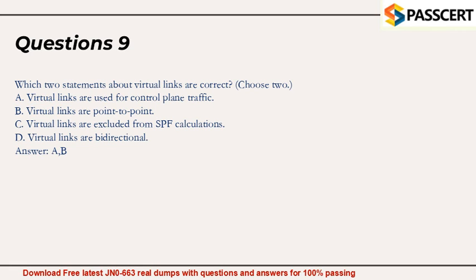Question 9. Which two statements about virtual links are correct? Choose 2. A. Virtual links are used for control plane traffic. B. Virtual links are point-to-point. C. Virtual links are excluded from SPF calculations. D. Virtual links are bidirectional. Answer: A, B.